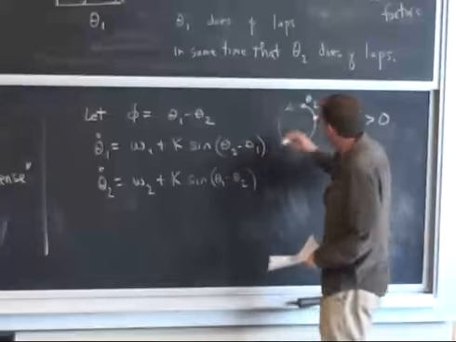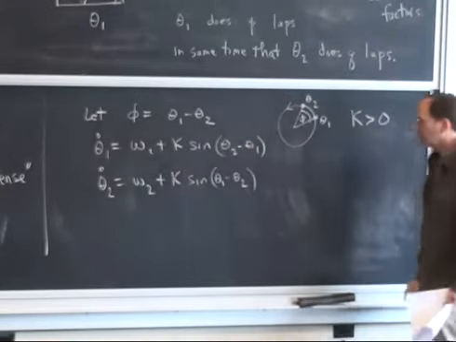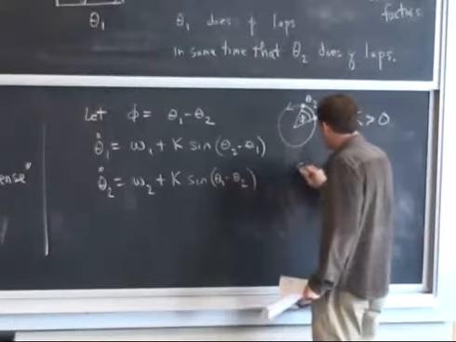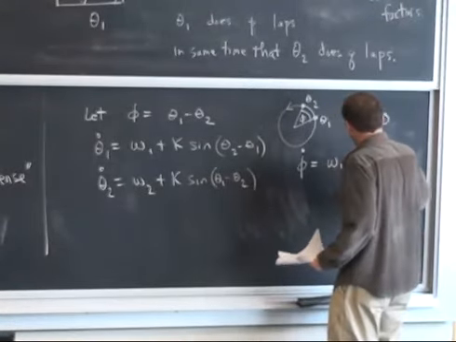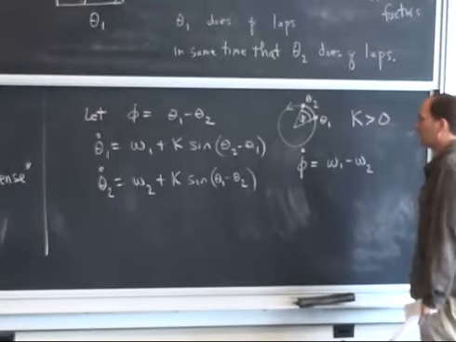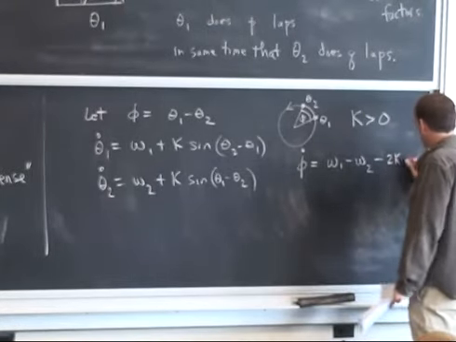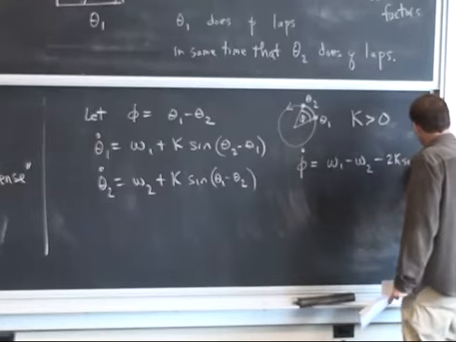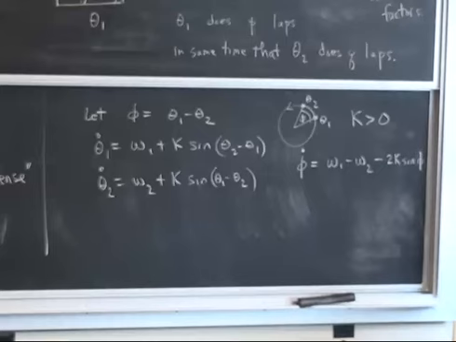Anyway, so with this phi, we're looking at this angle between them. Phi would represent that angle. And by subtracting the equations, you can see phi dot would be, well, let's see. It's omega 1 minus omega 2. And then it looks like minus 2k sine phi. And you might recognize that because that's the equation, well, with different letters, that we discussed earlier when we were talking about the infinite period bifurcation, the sniper. So the same analysis will apply.